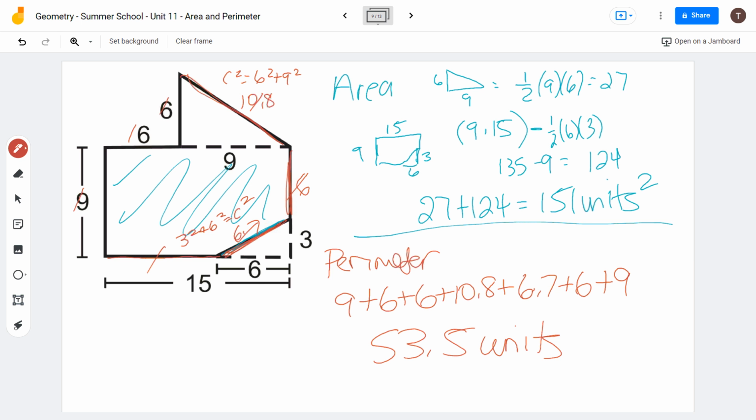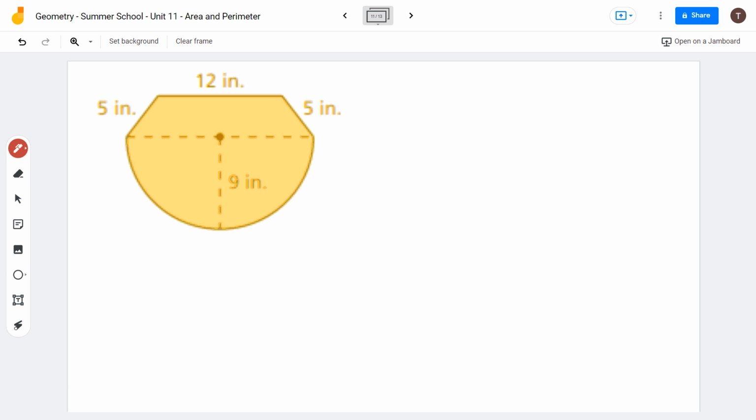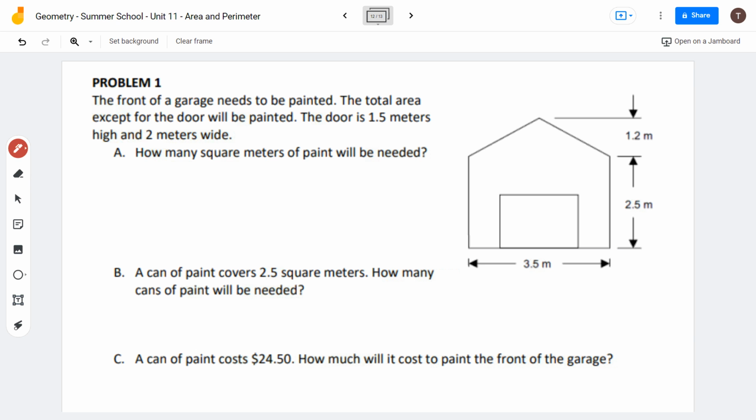All right, last problem here. We'll do this one. The front of a garage needs to be painted. The total area except for the door will be painted. The door is 1.5 meters high and 2 meters wide. How many square meters of paint will be needed?